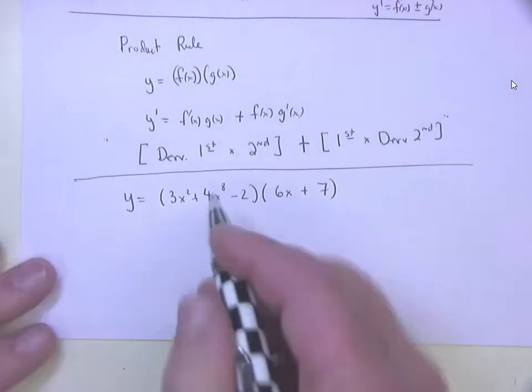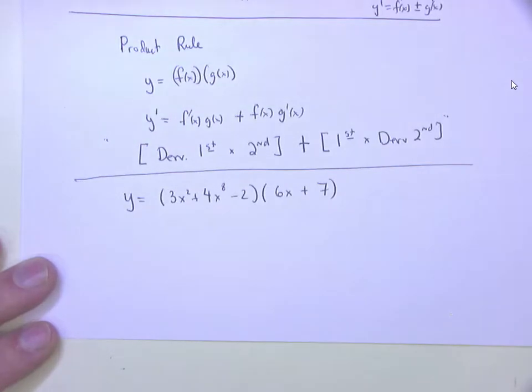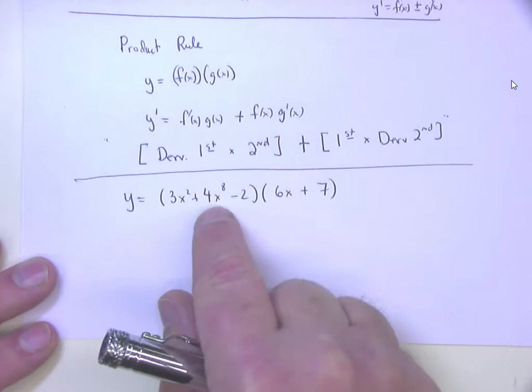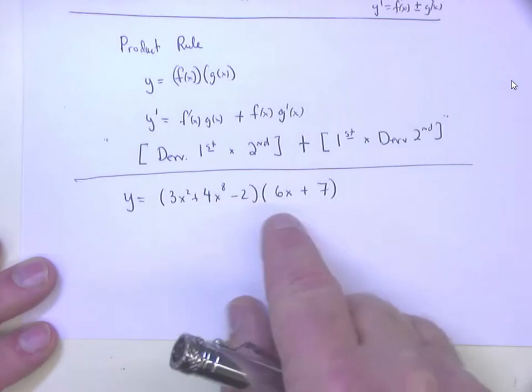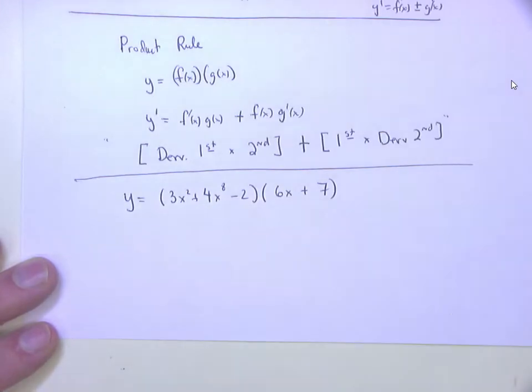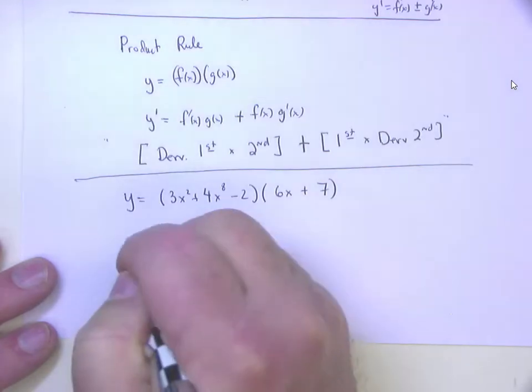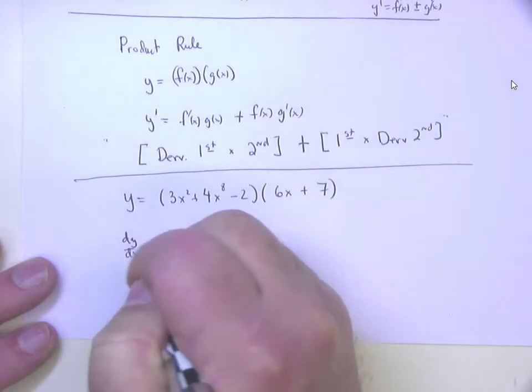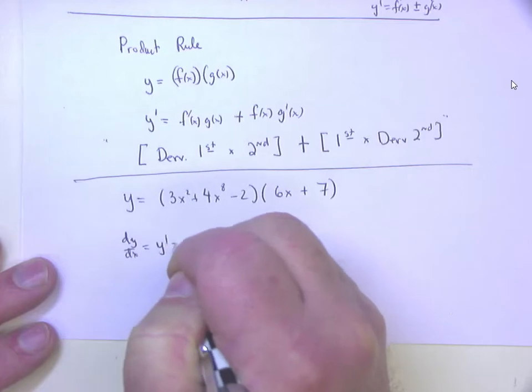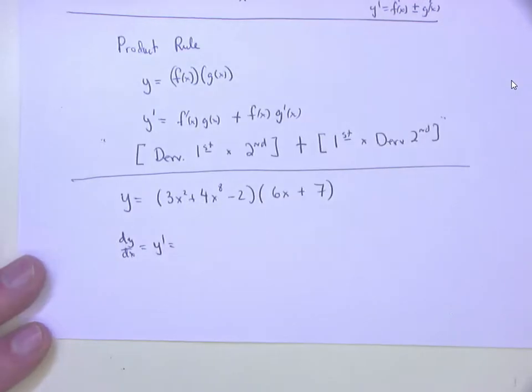I see a product. And here's the word: stop, pause, hesitate, and listen to what you say. 3x squared plus 4x to the 8th minus 2 times 6x plus 7. That big old times in the middle tells me this is a product. I'm going to use the product rule. dy over dx, if you like that Leibniz notation, or y prime is equal to what? Product rule. Derivative of the first times the second plus the first times the derivative of the second. Half this formula is just recopying this thing down.